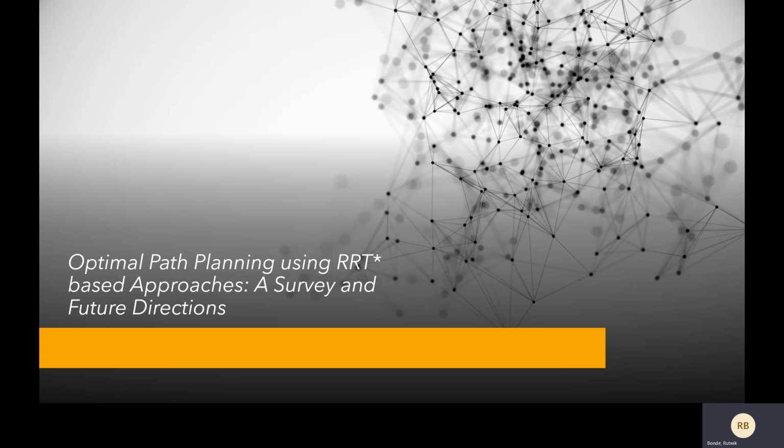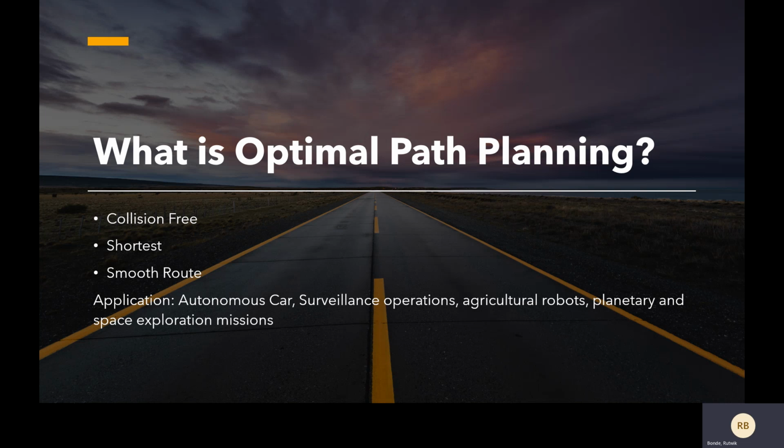Hi everyone. I will be talking on a survey on optimal path planning using RRT star based approaches. So let's start by understanding what is optimal path planning. Optimal path planning refers to finding the collision-free, shortest, smooth route between start and goal positions.